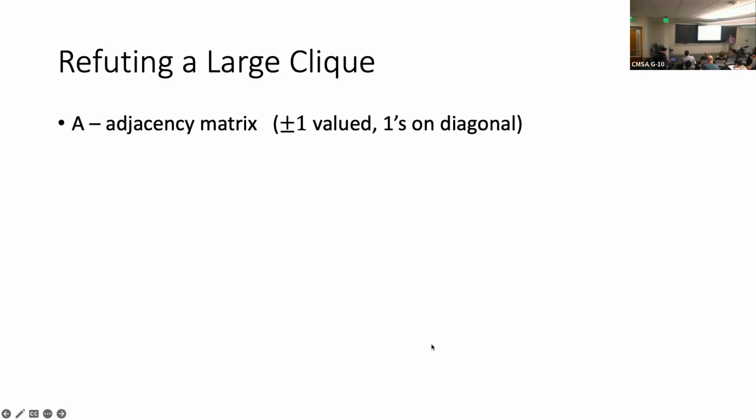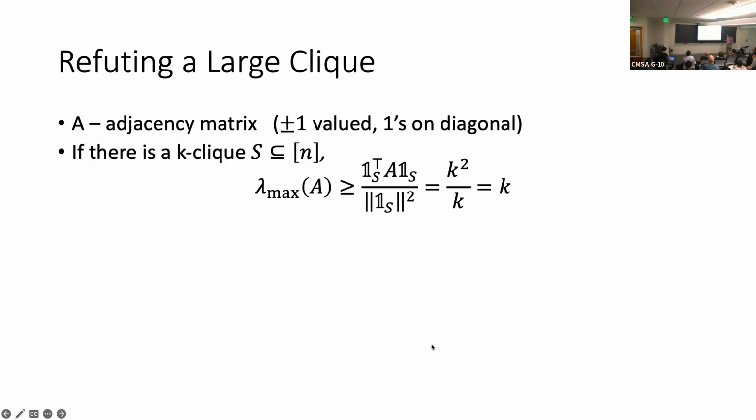Are we okay so far? I promised to tell you a bit more about what this refutation means. So let's say you give me this graph represented by the adjacency matrix, and we'll put plus and minus one values in there. If there were a k-clique in this graph, the largest eigenvalue of the adjacency matrix has to be big.